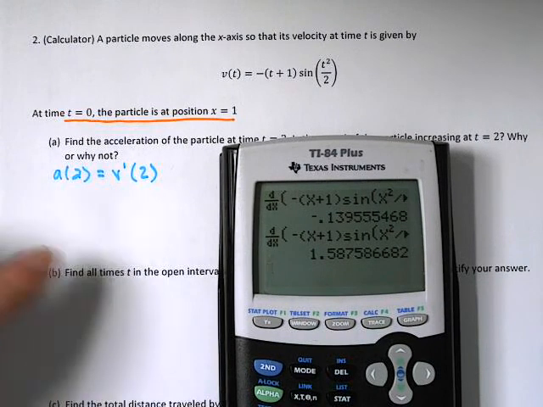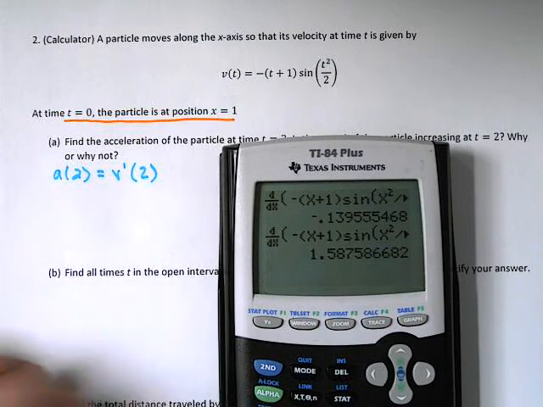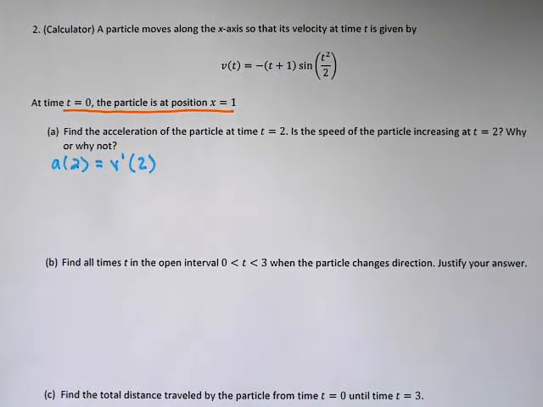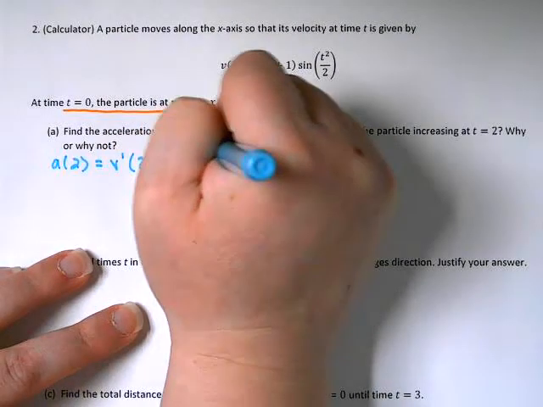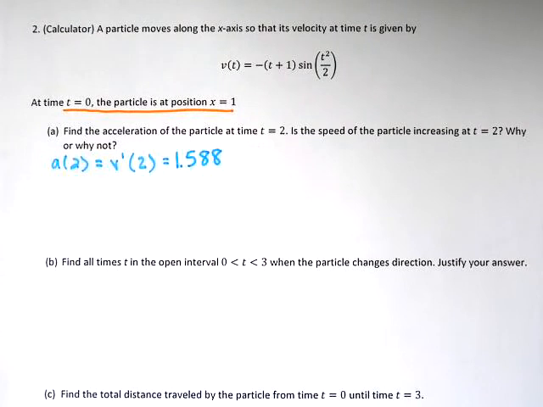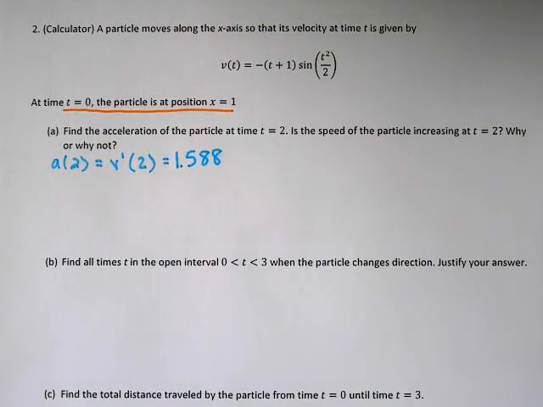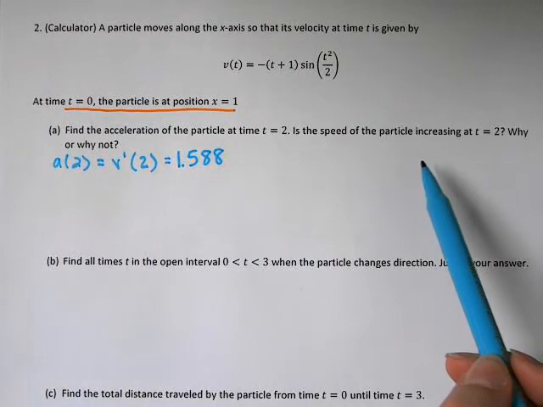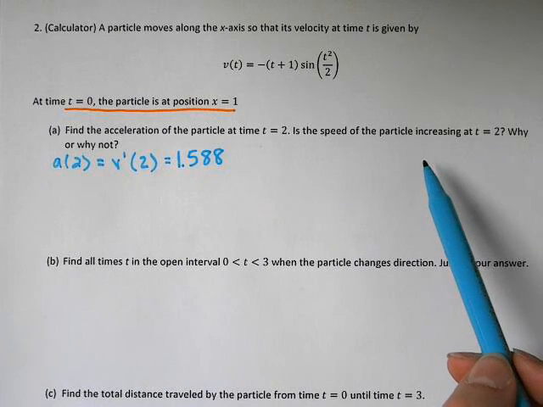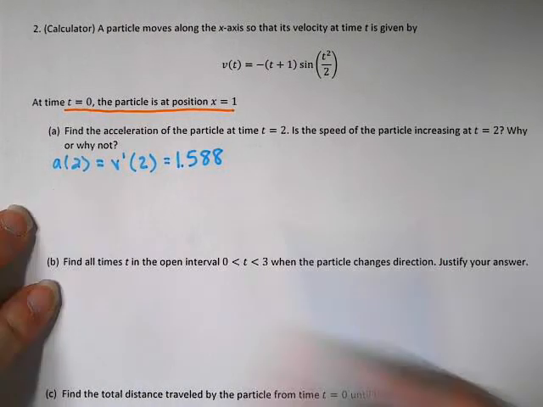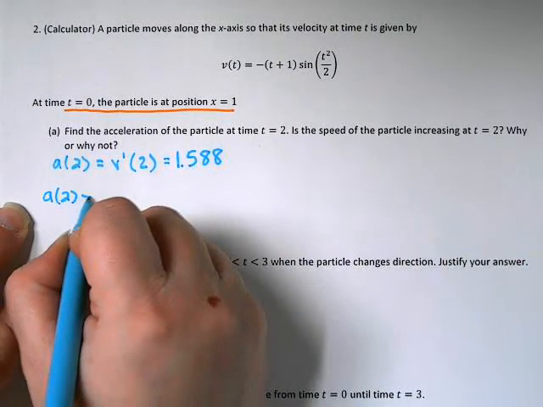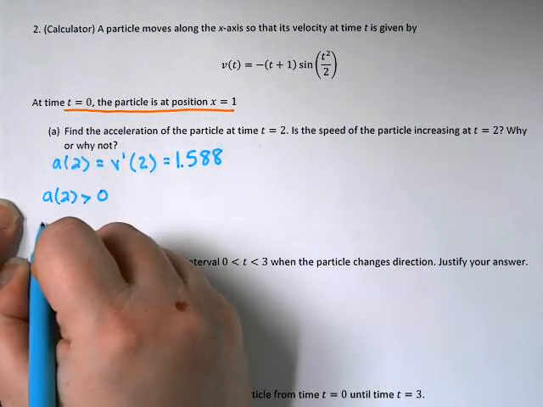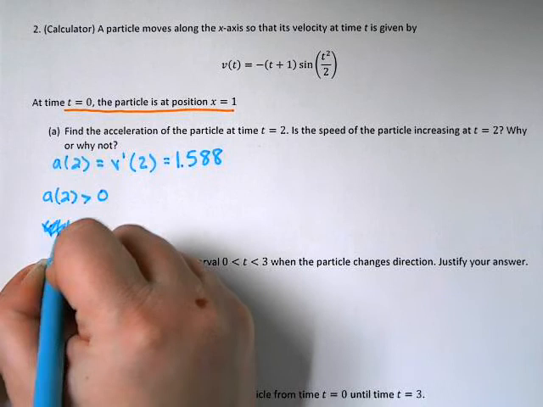Okay, so we know that the acceleration at time t equals 2 is going to be 1.588. And again, if we had units, we would include them, but we don't. Okay, is the speed of the particle increasing at time t equals 2? Well, for the speed to be increasing, we need to look at the acceleration and the velocity at time t equals 2. So we already know that the acceleration at time t equals 2 is 1.588, which is a positive number. So now we need to figure out what is the velocity at time t equals 2.